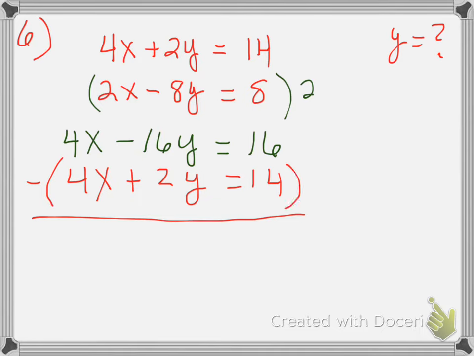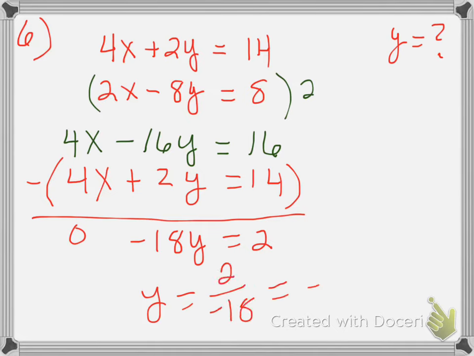4x minus 4x is 0. Negative 16y minus 2y is negative 18y. 16 minus 14 is 2. So y would be 2 over negative 18, which is also negative 1/9. Okay. Now, number 7.